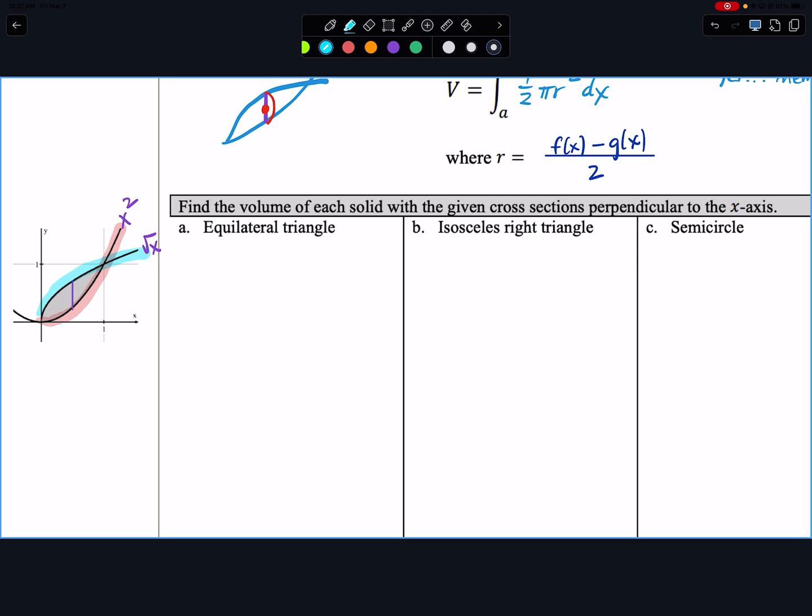So if I wanted to use cross sections that are equilateral triangles, the first thing I would do is write the formula. So the volume is going to be the integral from a to b of square root of 3 over 4 s squared dx.